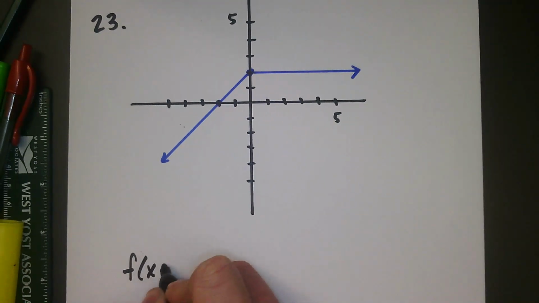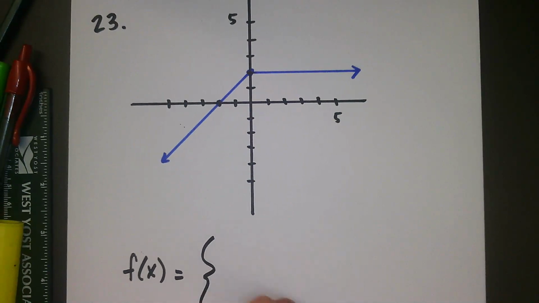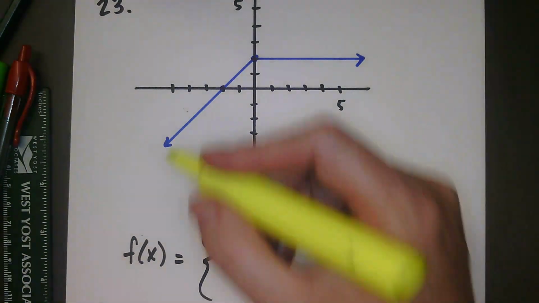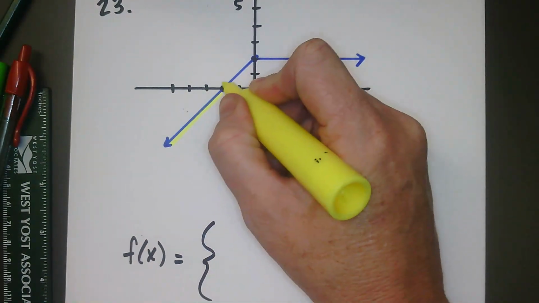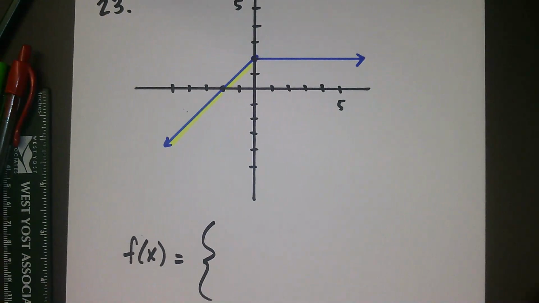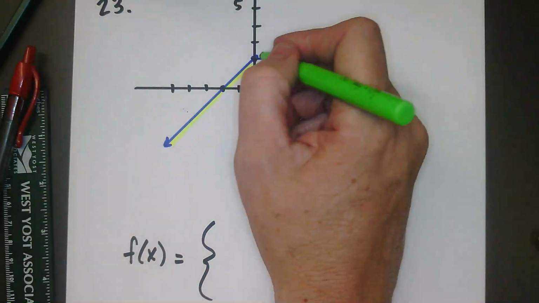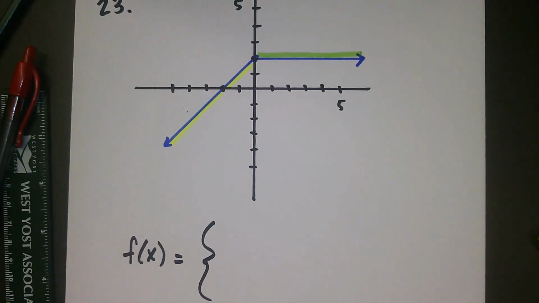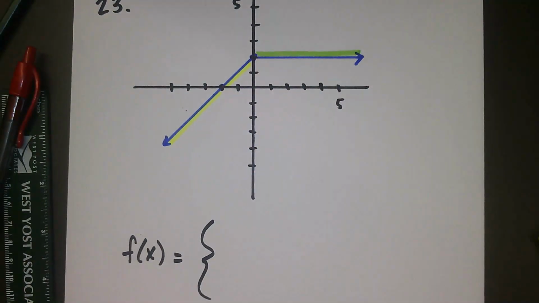f of x equals, and then I'm going to set up a squiggly bracket. And I'm going to have two equations. And I know I have two equations because I can clearly see I have this one right here. And then I have a new one taking over at x equals 0. So they're both drawn in blue, but I'm going to call it the yellow and the green.